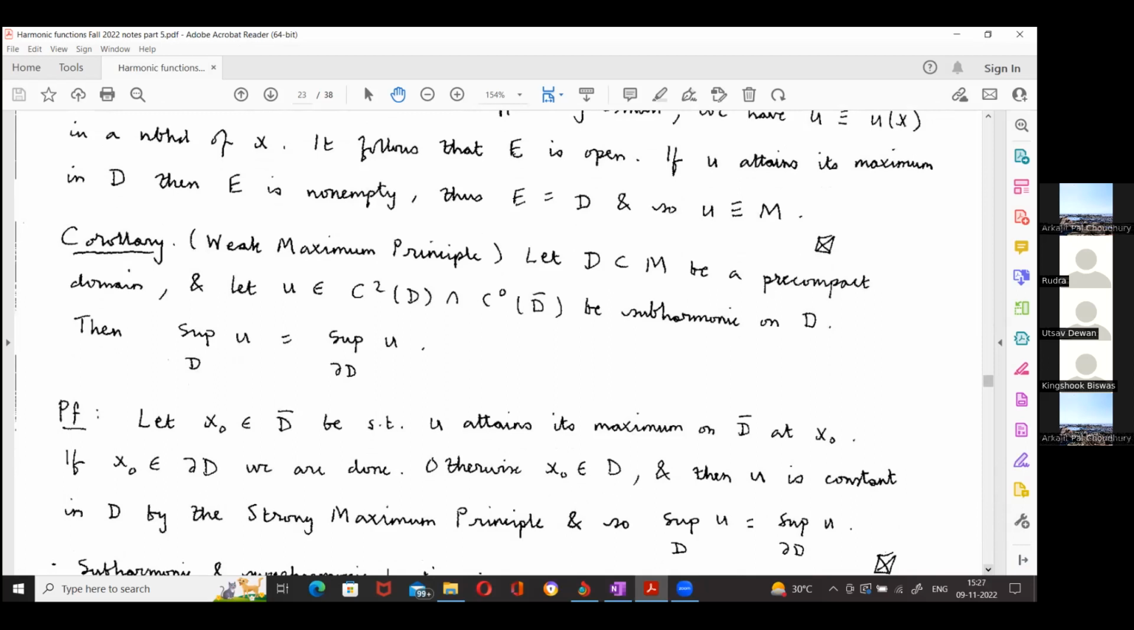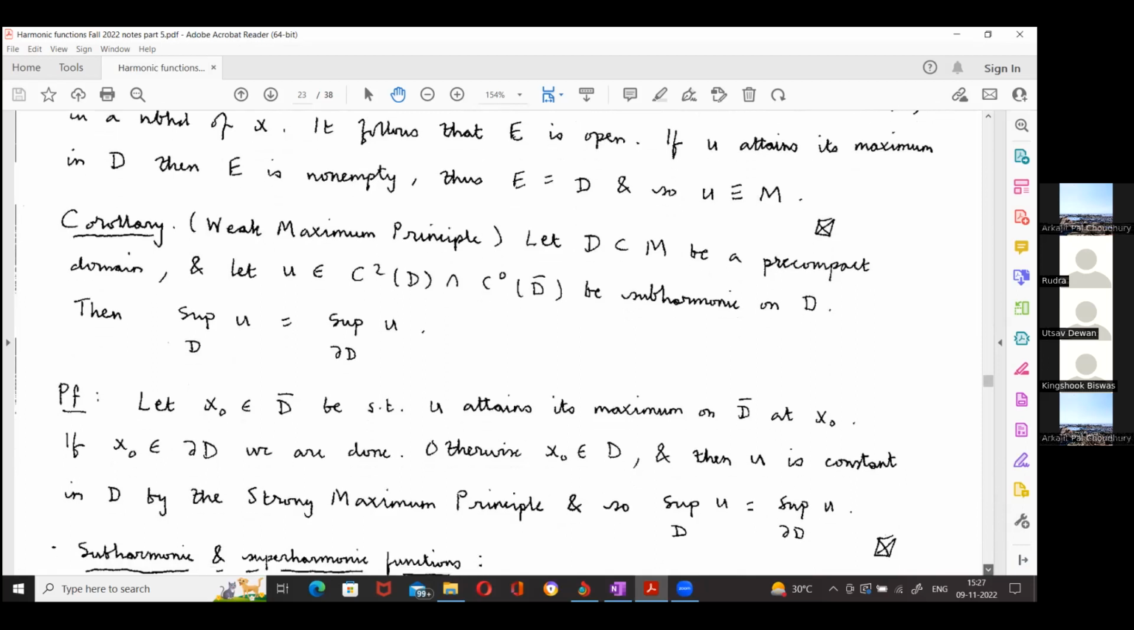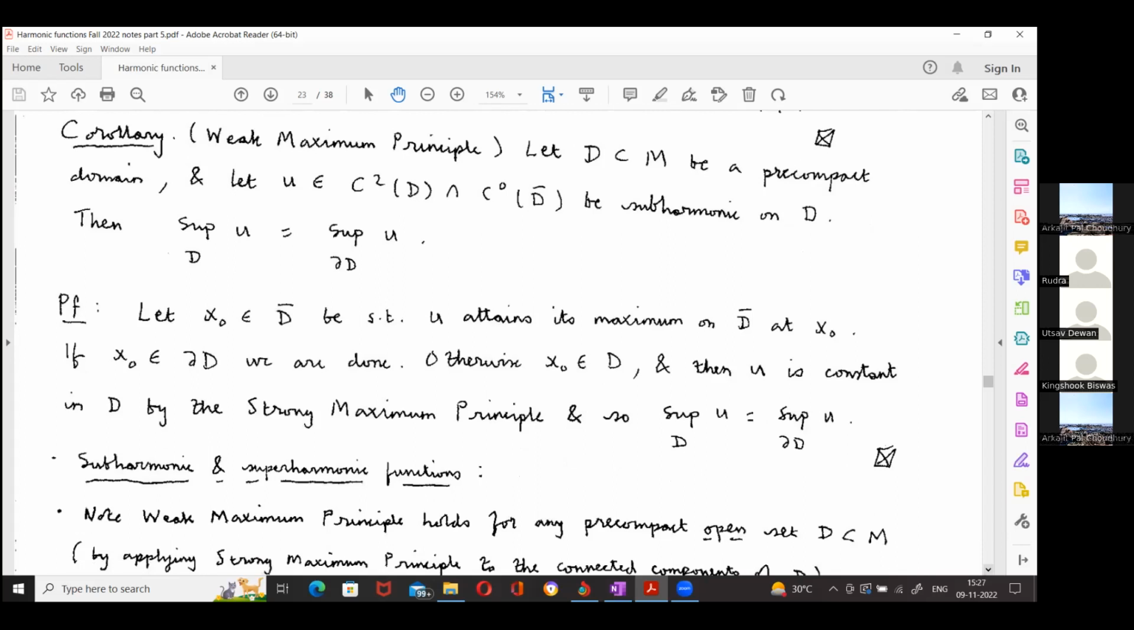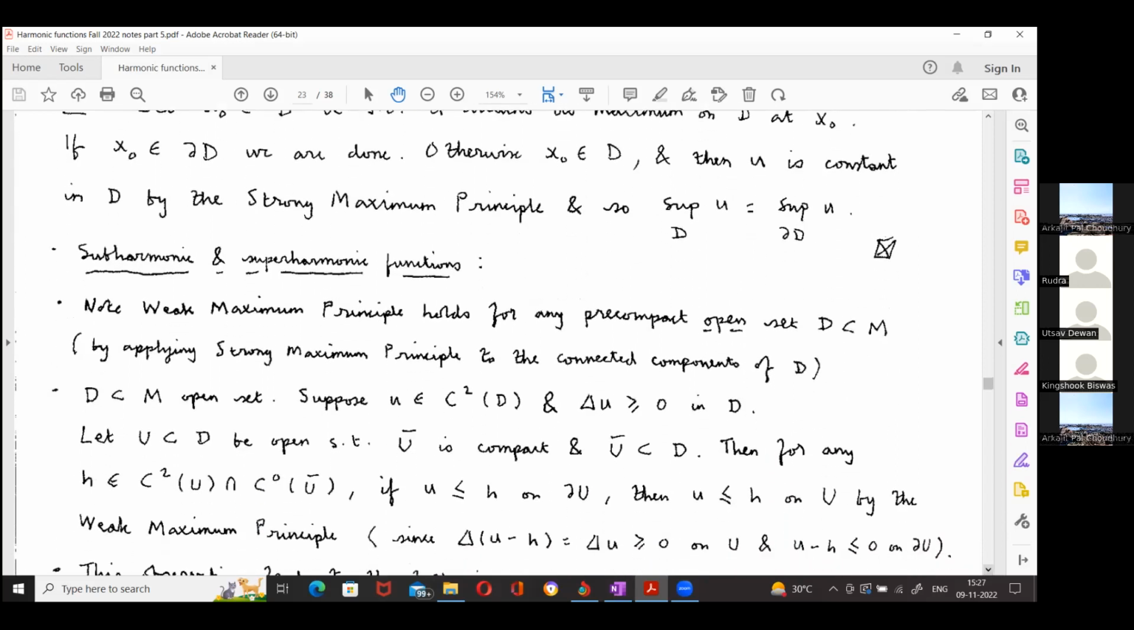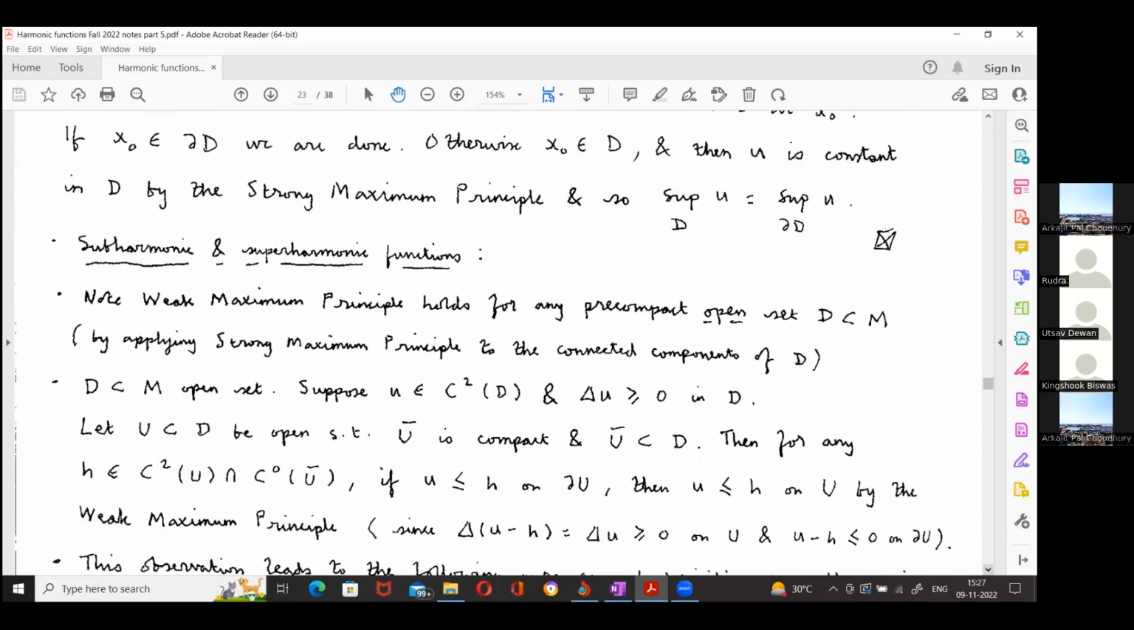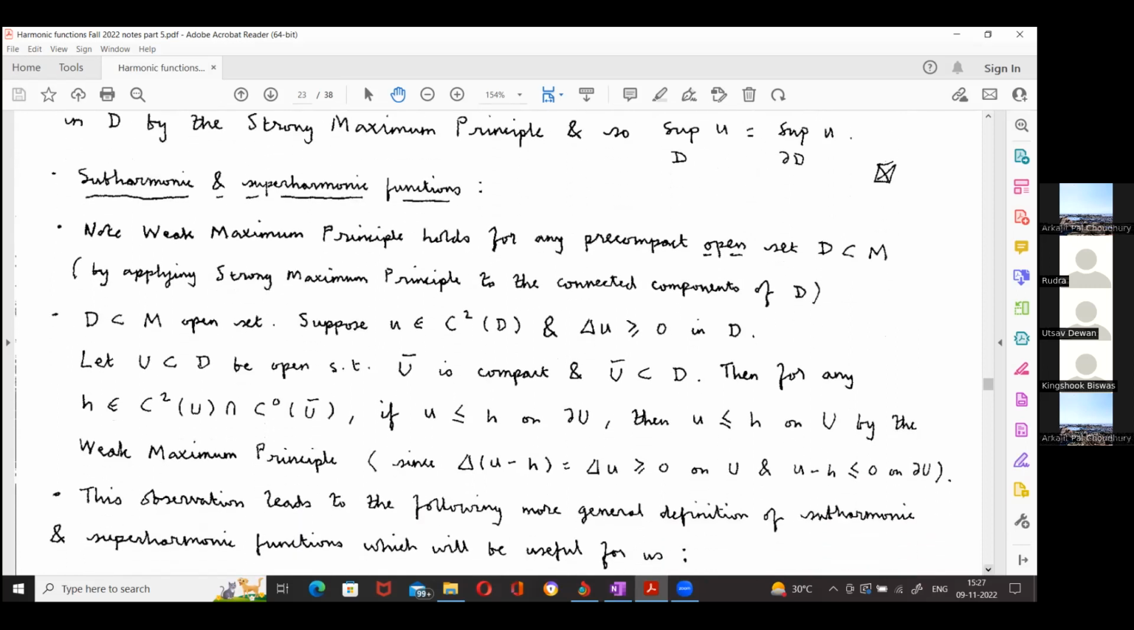Is that okay? Yes. Okay, so you don't need connectedness as such. You just apply the same argument to a connected component of the open set, and that will give you the result as well.